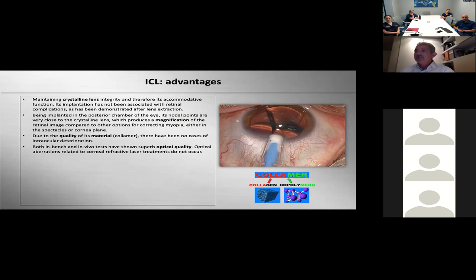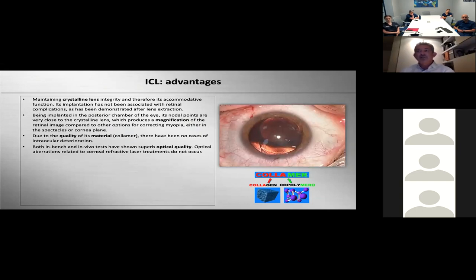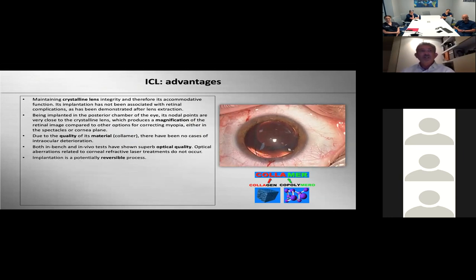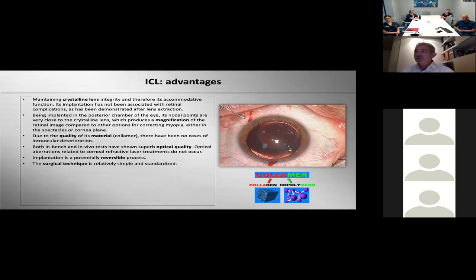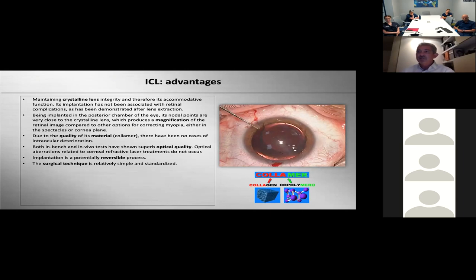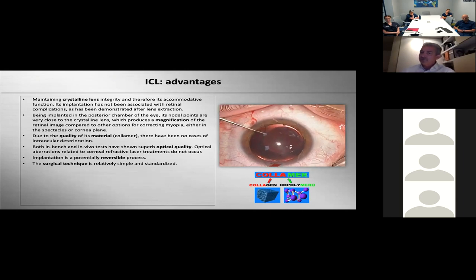Optical aberrations related to corneal refractive laser treatment do not occur. Implantation is a potentially reversible process, and the surgical technique is relatively simple and standardized. You have seen in the video an ICL implantation during the course of this work. The video is not working quite well, okay, but believe me, it's much faster than that.